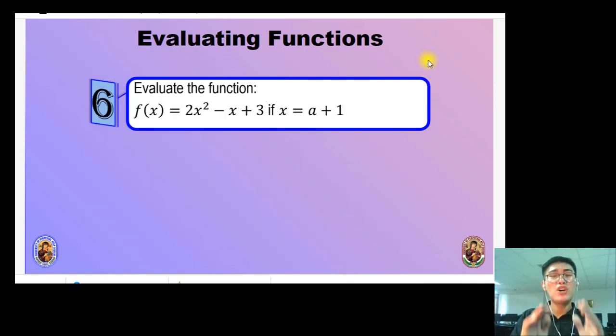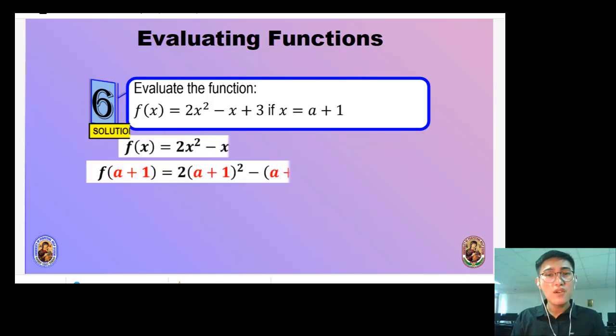Number 6 here, medyo humihirap na siya ng kaunti kasi the values that we are substituting are getting more complex. Evaluate the function f of x equals 2x squared minus x plus 3 if, yan na, x equals a plus 1. Maybe ang tanong nyo, sir, yung a lang po bang isa-substitute namin, sir? Sir, yung 1 lang po bang isa-substitute namin, sir? Mali po kayo ng akala. Ang isa-substitute nyo ay yung buong a plus 1 dito sa loob ng function.